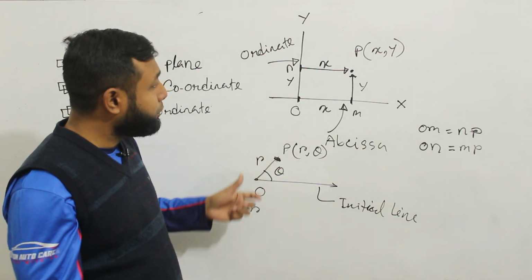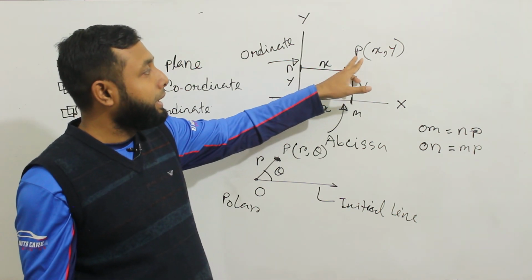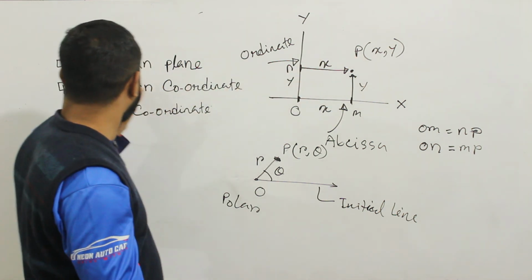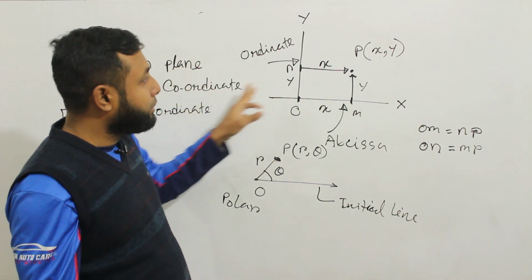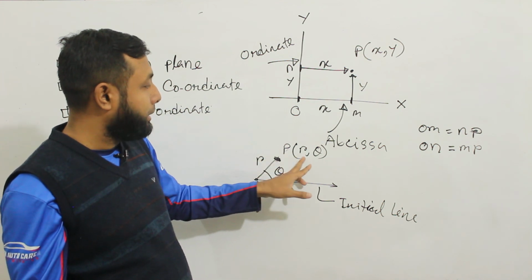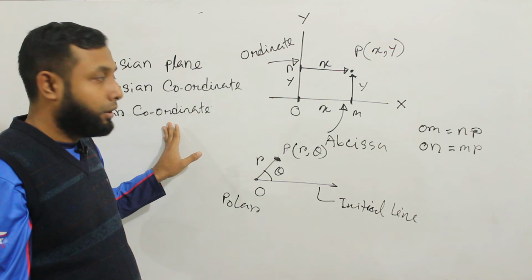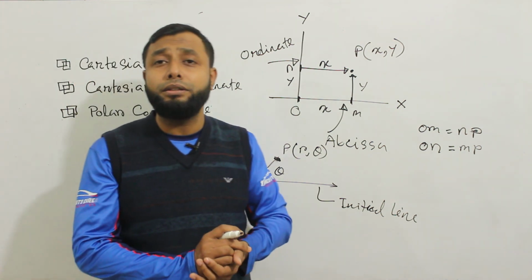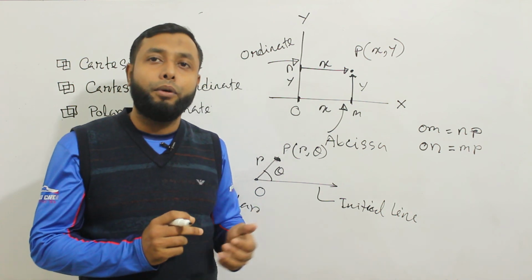So we have two options to calculate the position of point P: the Cartesian coordinate method, or the polar coordinate method. Those are the two ways of finding the position of any point.